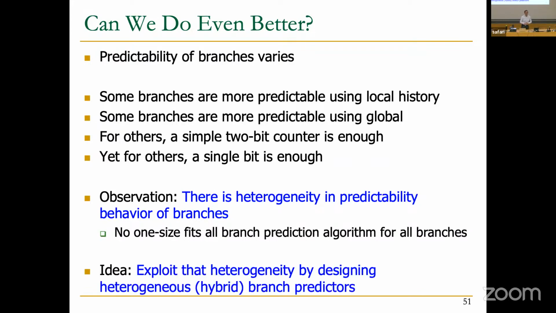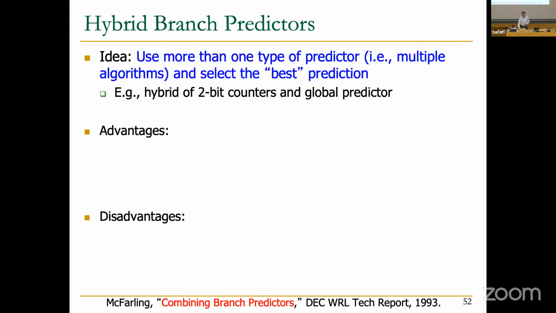That's why people developed the idea of exploiting this heterogeneity by designing heterogeneity inside the predictor itself. So why don't we design heterogeneous or hybrid branch predictors to customize the predictor for different types of branches? So this is the idea of hybrid branch predictors. And again, the idea is very simple. Use more than one type of predictor. In other words, multiple algorithms to select from, and then select the best prediction.